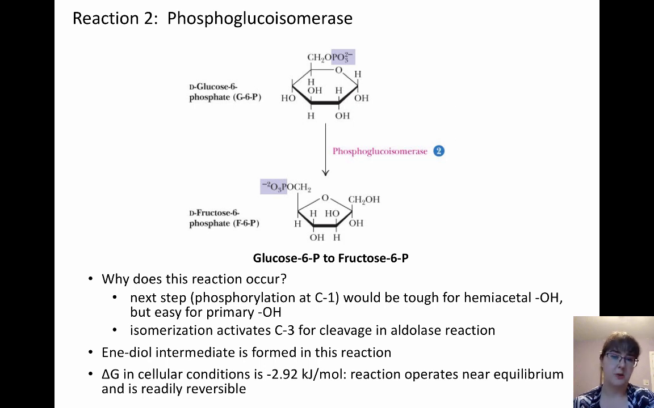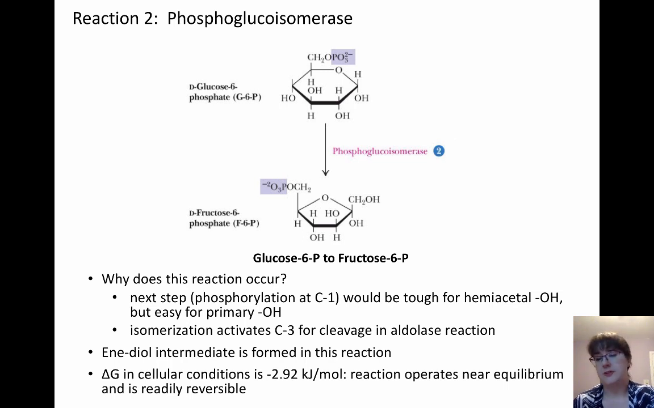This is also actually going to help to activate the C3 carbon for cleavage later on down the line by the aldolase reaction. We're going to take a closer look at the intermediate. We'll have an enediol intermediate when we look at the mechanism. This reaction actually has a really low delta G value. So this delta G value is about negative 2.9 kilojoules per mole. So that's near equilibrium. So this is one of those reactions that actually is readily reversible.